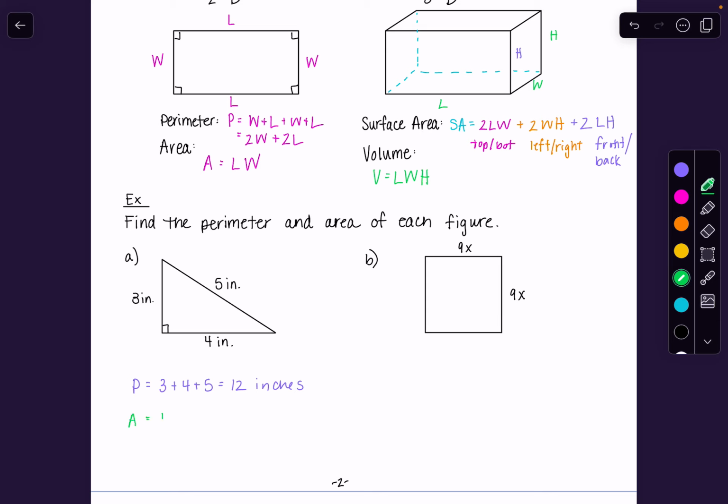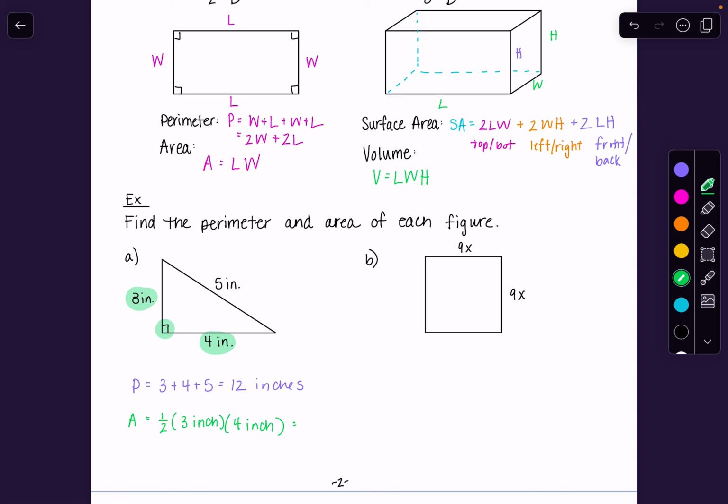And our formula is 1/2 the base times the height, okay? And so what I need to do is identify in my triangle which two sides form the 90-degree angle. So right here, my right angle is that. So that tells me 3 and 4 are what we consider the base and the height. So it's 1/2 times 3 inches times 4 inches. Okay. And so again, we just do all the multiplication.